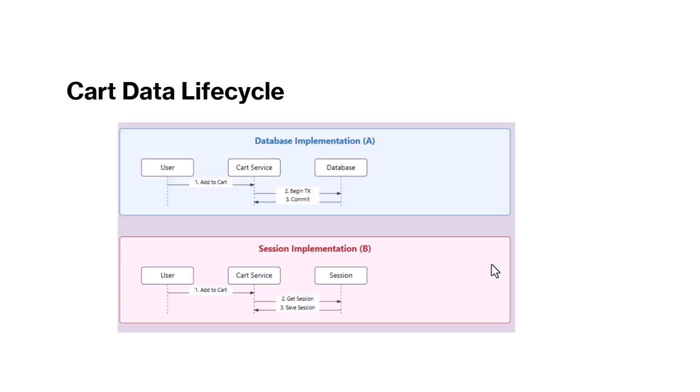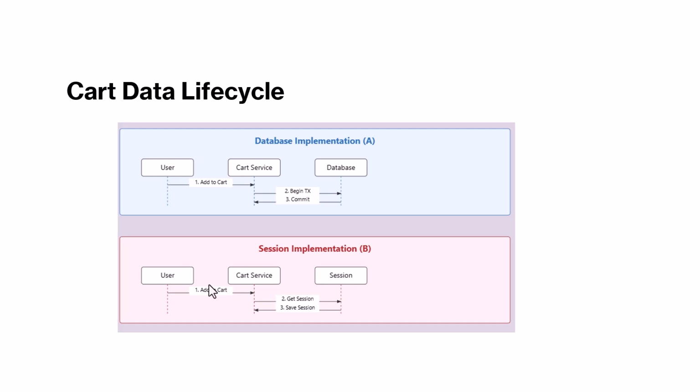And for the cart data lifecycle, this is the diagram that I created. This is the database implementation, the one that we are going to complete, the advanced implementation with the user, cart service and database, and then the user is adding to the cart and beginning the transaction, and it's committing, and from the database you get it through the cart service.